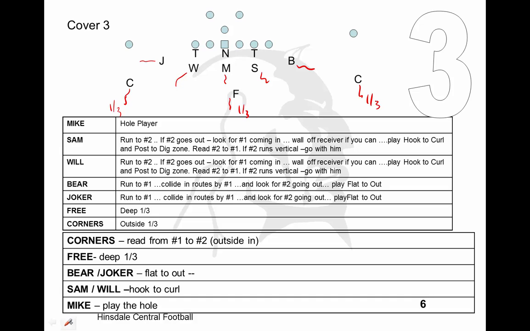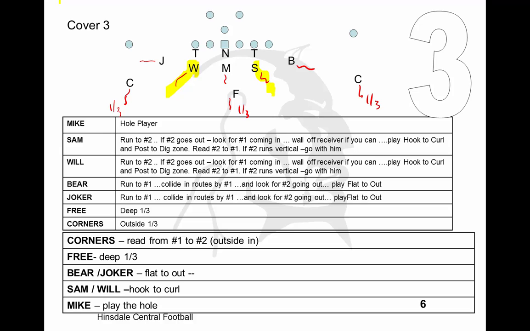So immediately that takes these 3 defenders, the corner, the free, and the corner, puts you over the top. And underneath, we have the Joker and the Bear. They run to number 1, and they are flat players. They play the flat. Sam and the Will, they're dropping from the hook to the curl, and they're looking at number 2.